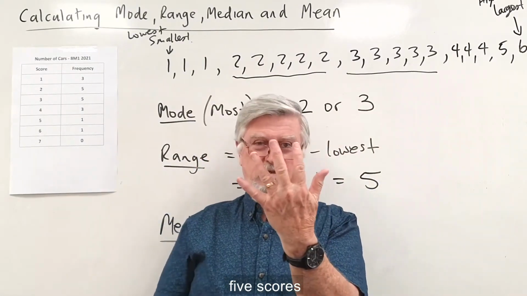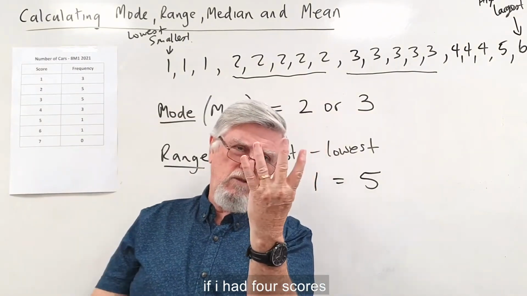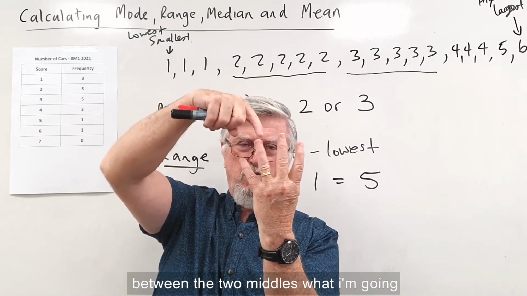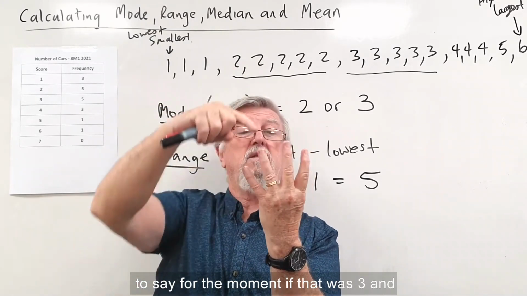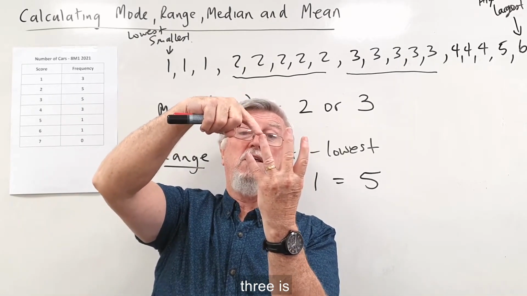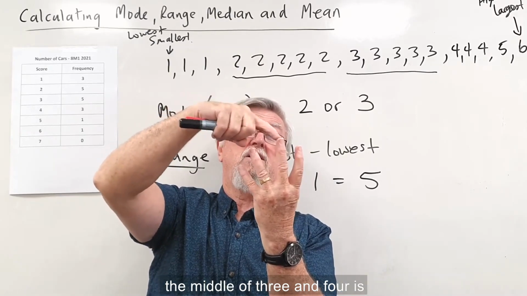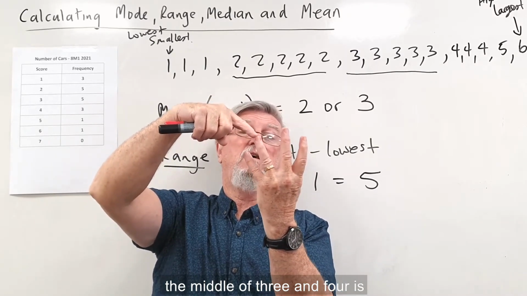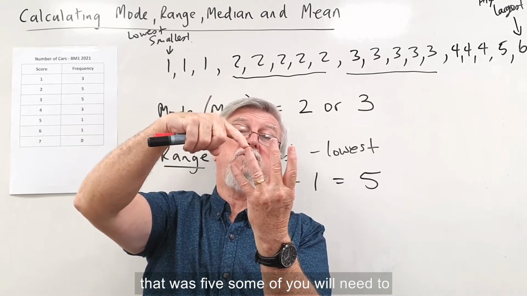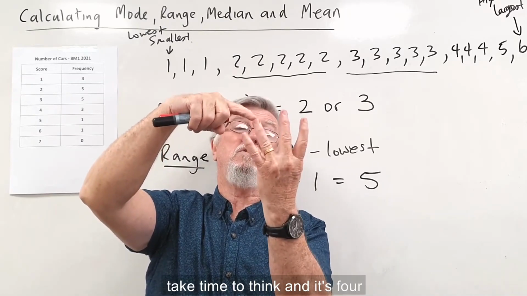If I had 5 scores, that one is the middle. If I had 4 scores, there's 2 middles. And you've got to find the score in between the 2 middles. What I'm going to say for the moment, if that was 3 and that was 3, the middle of 3 and 3 is 3. If that was 3 and 4, the middle of 3 and 4 is 3.5. If that was 3 and that was 5, some of you will need to see it written down. The middle of 3 and 5 is, take time to think, and it's 4.